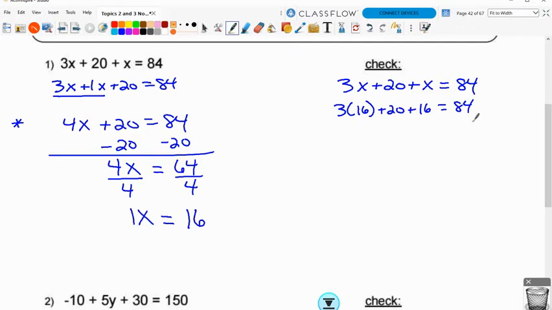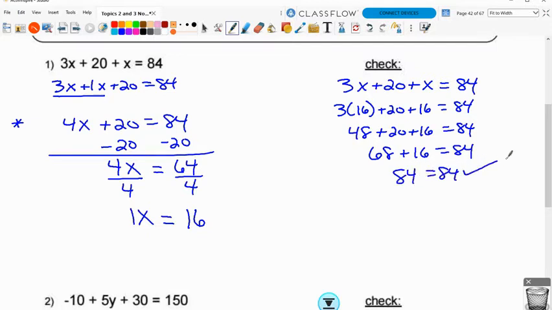And now follow your order of operations. I have to multiply first. 3 times 16 is 48, plus 20 plus 16 equals 84. And now we'll go ahead and do our addition. 48 plus 20 is 68. And then when you add 68 with 16, you do get 84. So 84 equals 84. That checks. And I know that x has a value of 16.